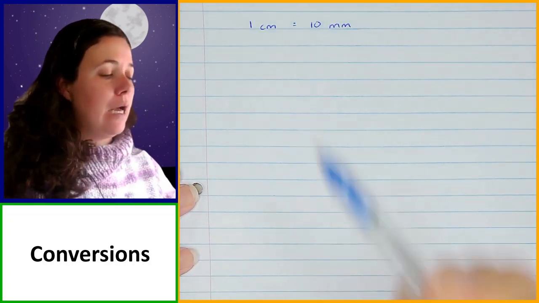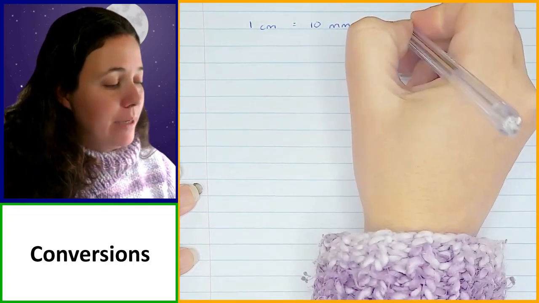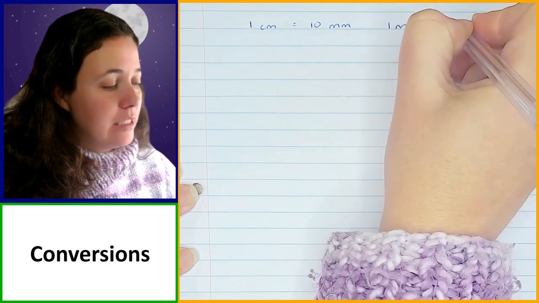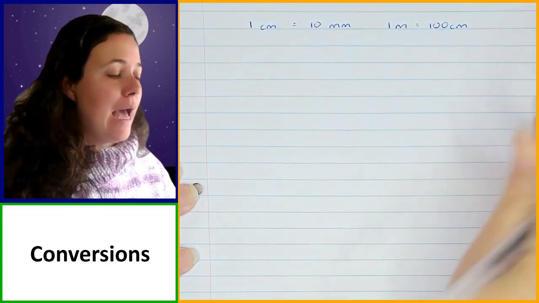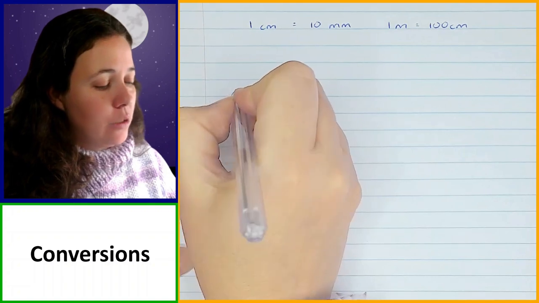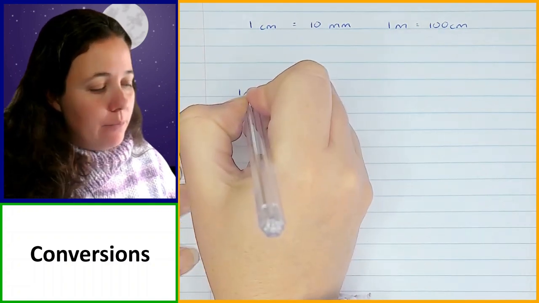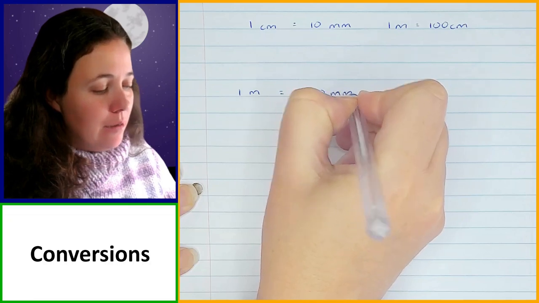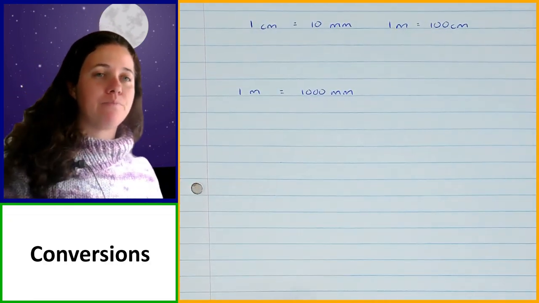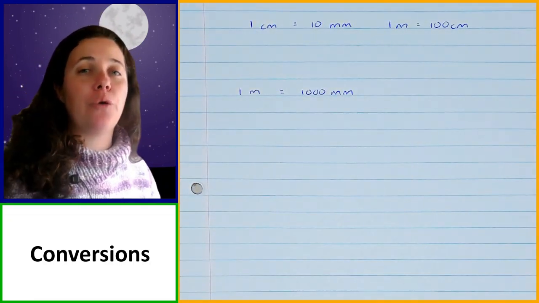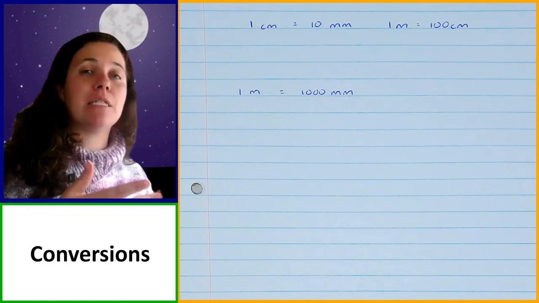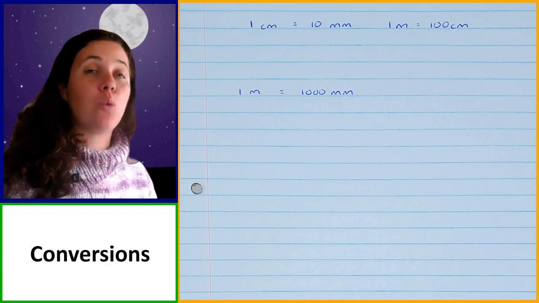Now, you should also know that 1 meter is the same as 100 centimeters. And you should also know that 1 meter is the same as 1,000 millimeters. Okay? But now what you might not know is the conversion where we're looking at area, so the centimeter squared and millimeter squared and so on.